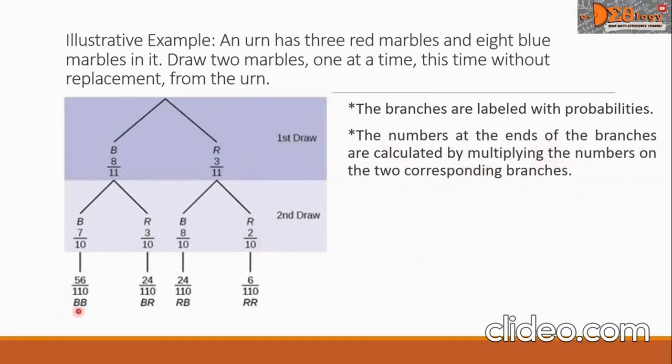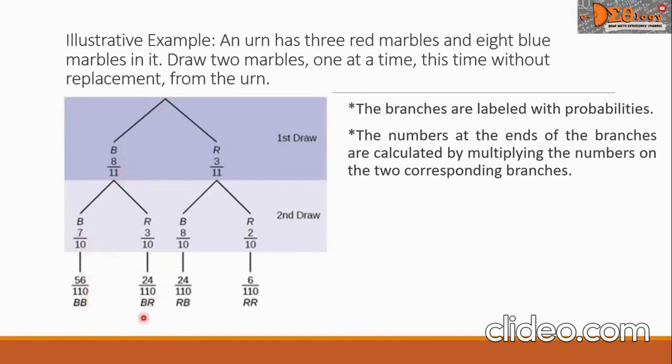Here is one probability, 56 over 110, and this represents BB. This BB means the first marble is a blue one, and the second marble is also blue. The 56 over 110 is the product of 7 over 10 and 8 over 11. So we have 7 times 8 is 56, and then 10 times 11 is 110.